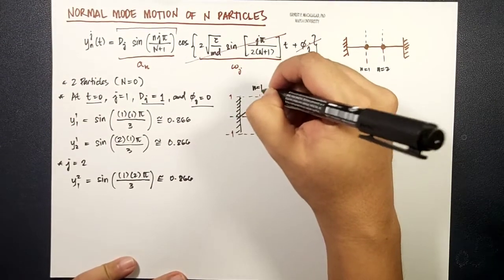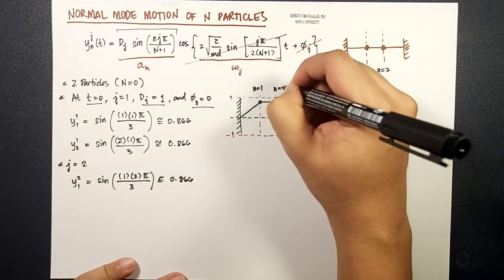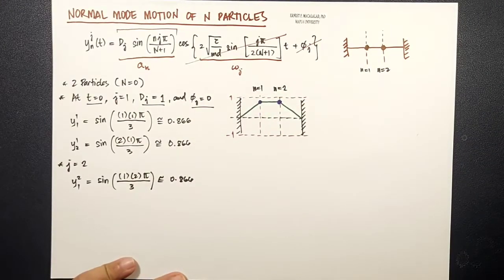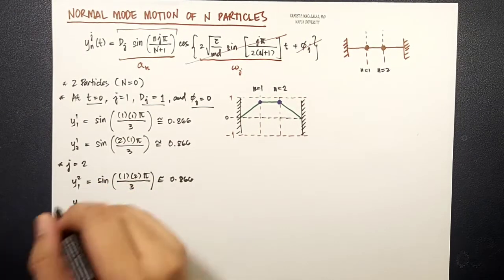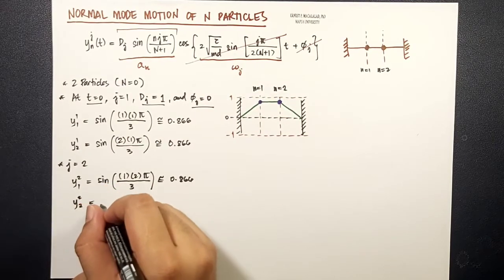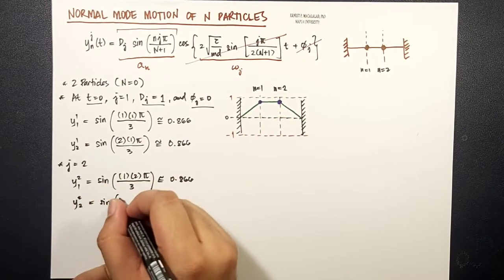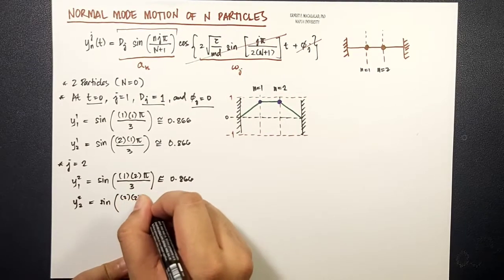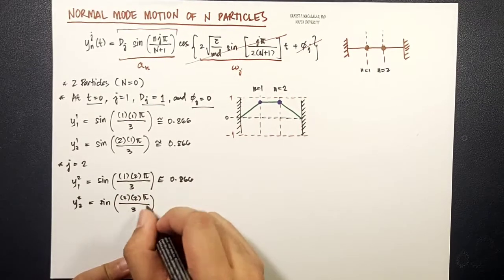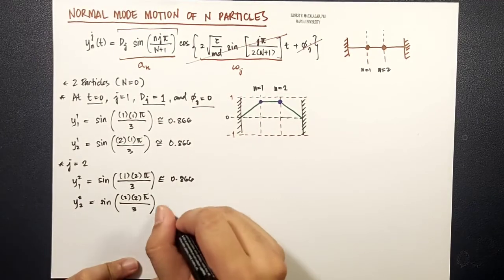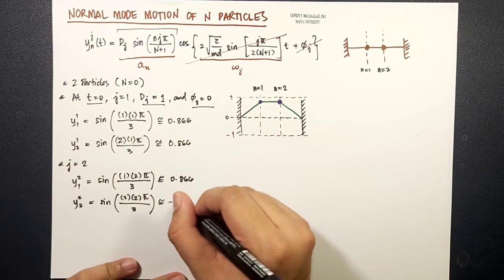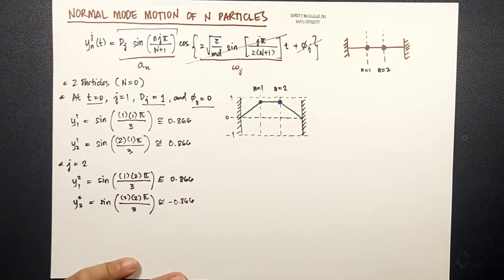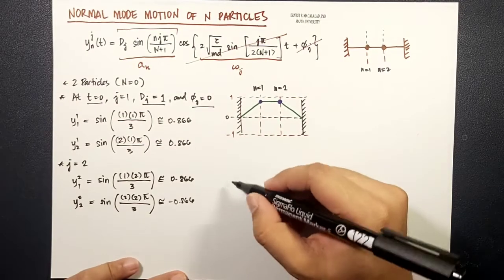And what happens if we consider the second particle, n equal to 2? Remember, this is n equal to 1 and this is n equal to 2. So y of the second particle on the second mode will be equal to sine of 2 times 2 times pi over 3. So that's 4 pi over 3, and this is approximately equal to negative 0.866. If we draw that, it would look something like this.